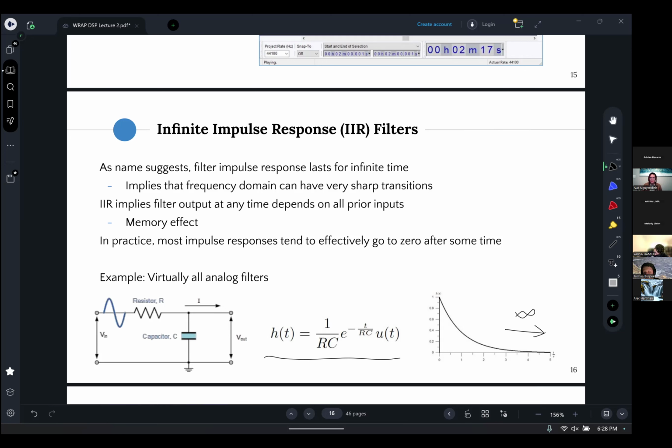So we can't implement this naively within software. But luckily, a lot of the time, most impulse responses do tend to fizzle out to zero as you move further away from t equals zero. All analog filters can be thought of as IIR filters.